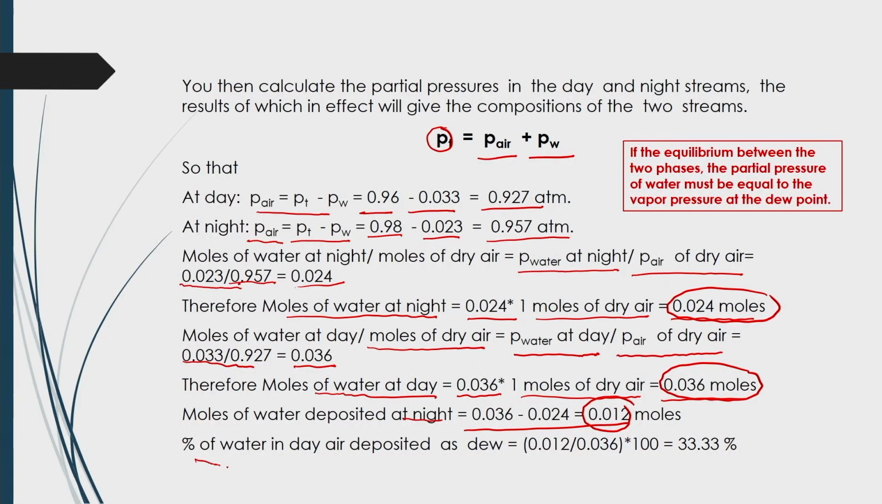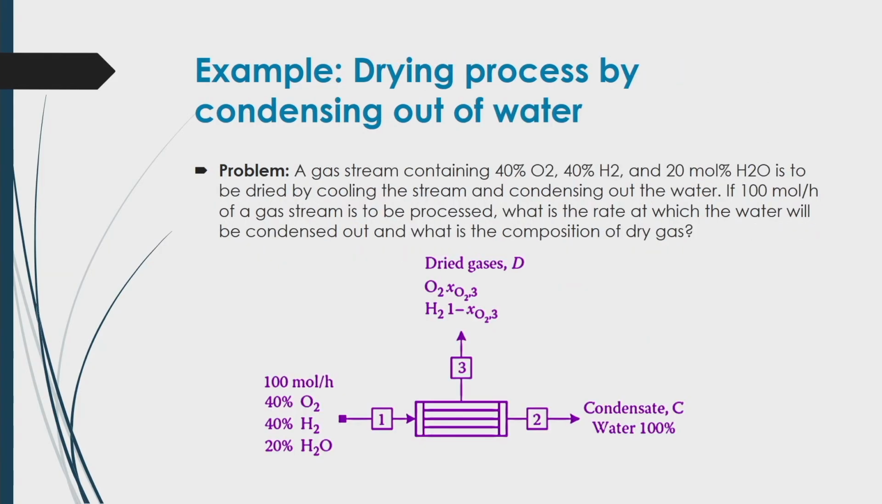Now, the percentage of water in the day air that is deposited as dew will be equal to this 0.012 amount divided by the moles of water in the day. So, it will be around 33.33%. So, in this way you can calculate the amount of water that is deposited as dew at night. Let us do another example here.